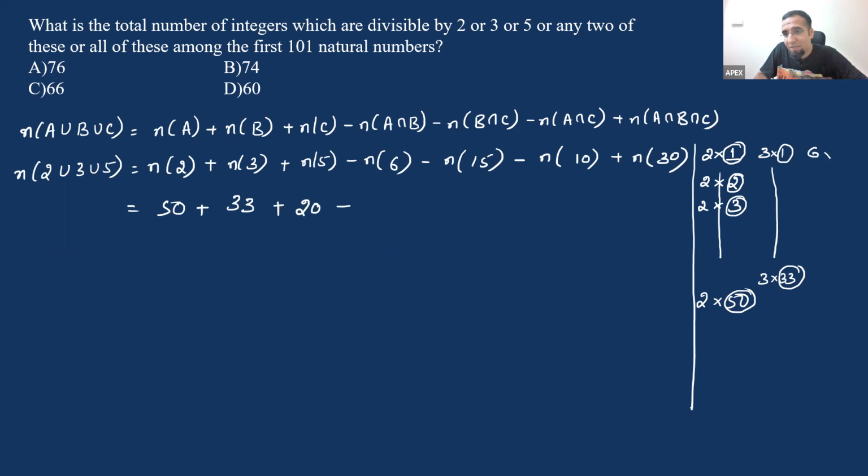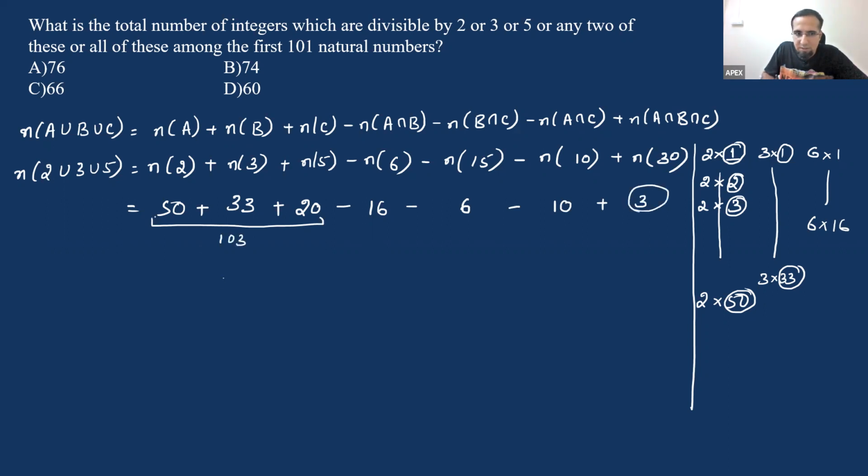How many multiples of 6? 6 into 1 is my first multiple. 6 into 16 is 96. So therefore, 16 multiples of 6. How many multiples of 15? 15 into 1 is 15. 15 into 6 is 90 because 15 into 7 is 105, right? So 15 into 6. So there are 6 multiples. There are 10 multiples of 10. And there are 3 multiples of 30. So this gives me 53. This is 103. This total gives me 103. And this is 103 plus 3 will give me 106. So 106, let me write it this way, minus 6, minus 16, and minus 10.